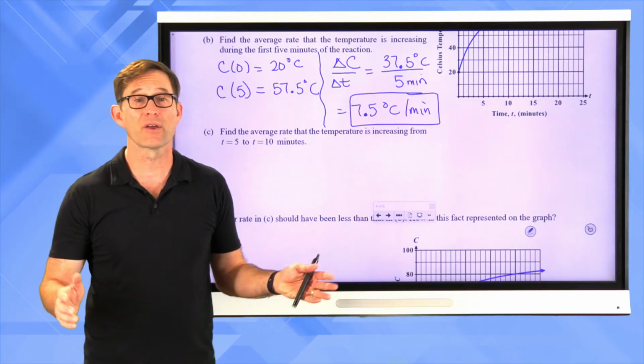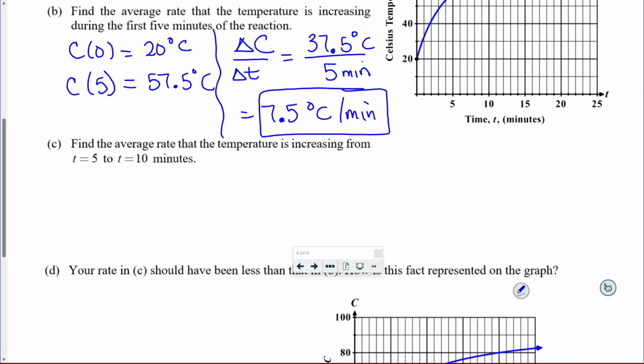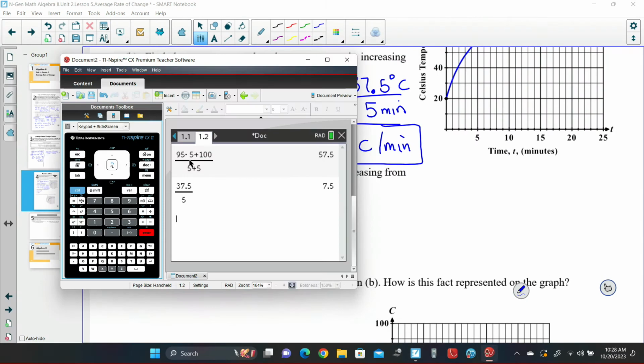All right, well, we got to go back to our calculator, and we're going to get there. I just want to write this one down again. 57.5 degrees Celsius is our temperature after 5 minutes. Let's figure out what it is after 10 minutes.